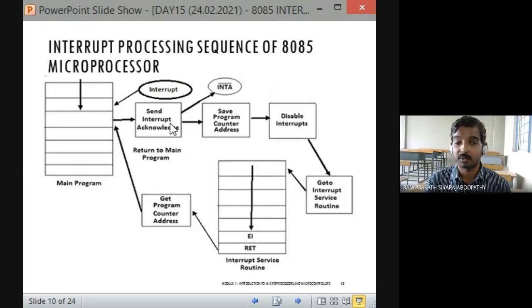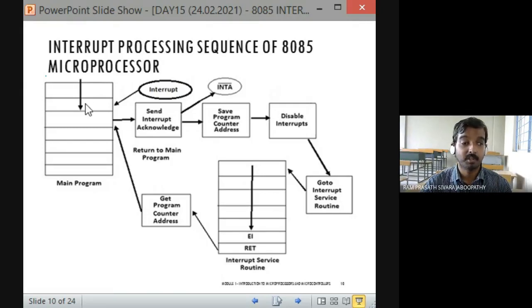Once an interrupt occurs on the 8085, it has to go to the ISR routine. Correct? It has to execute the ISR routine. Before that, what is it doing? Any idea? After acknowledging, it is saving the program counter address into the stack. Why? What is the reason behind that?